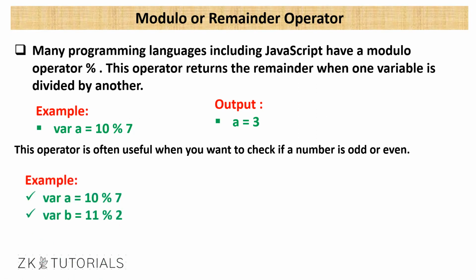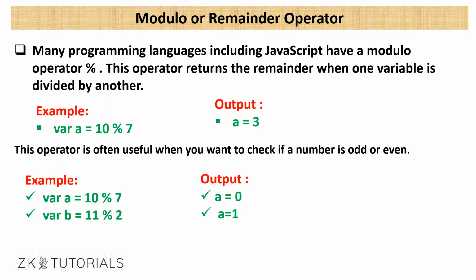This operator is often useful when you want to check if a number is odd or even. How would we check that? We do modulo 2. If we get remainder 0 with any value, the number is even, otherwise the number is odd. Like here, 10 modulo 7.